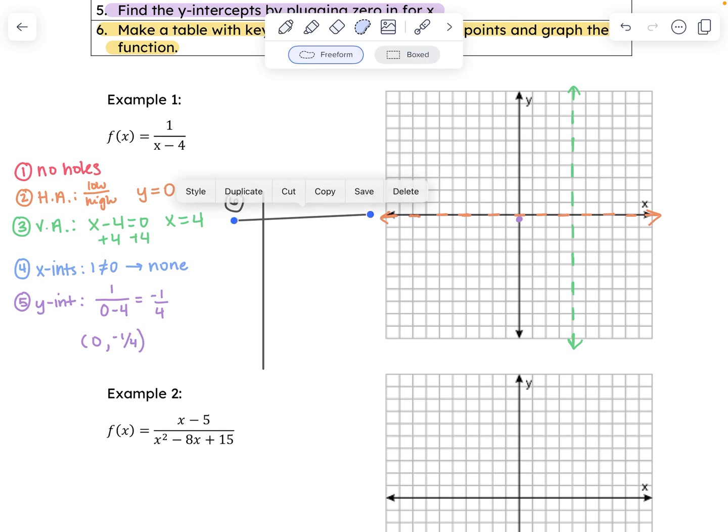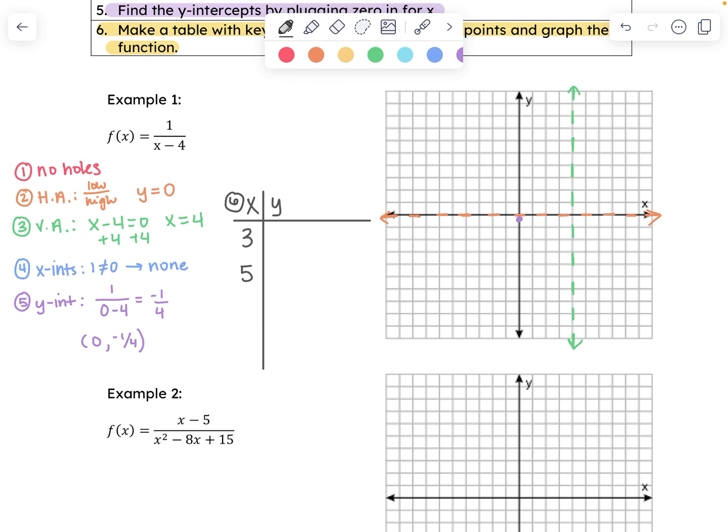And I'm going to be strategic about what I put in my table to help me with my graph. If my asymptote is over at 4, I'm going to pick some points that are close to my asymptote to help me with my graph. So I'm going to plug in 3, and I'm going to plug in numbers on either side of my asymptote to help get me some points there.